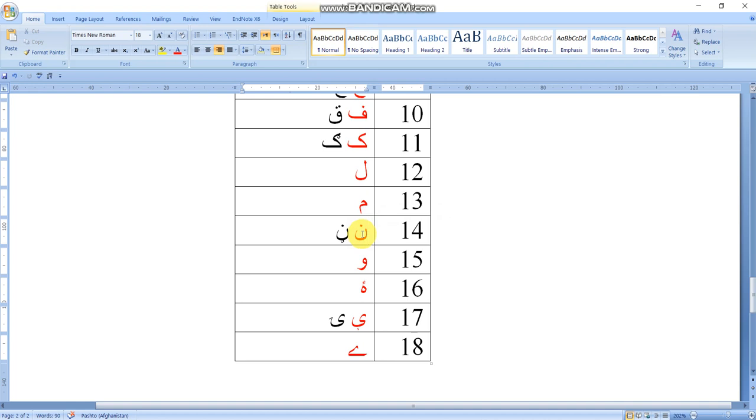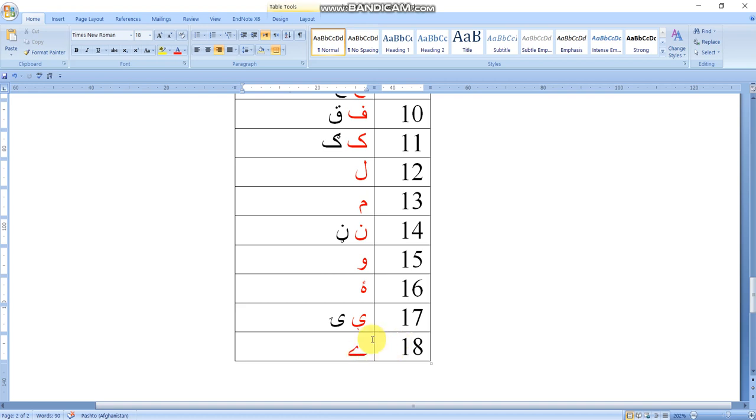Meme, again there is no derivative in this case. Noon, this is Noon and this is Noon. There is a dot on the upper side and this is a hook which converts this Noon into Noon. This is Wow, Ha, Ye and Ye, and this is also Ye. So there is a little bit of difference between this type of Ye and this. This Ye is used as a feminine and this Ya or Ye is used as a masculine.